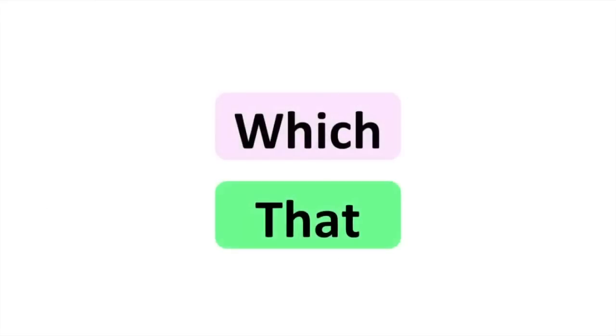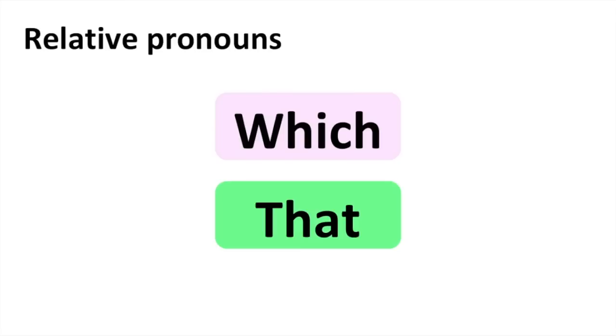Which? That. These are examples of relative pronouns. Relative pronouns are used in relative clauses and they connect the clauses. They do this by providing extra information about the noun in the sentence. In this lesson, we will look at the difference between which and that and when to use each.